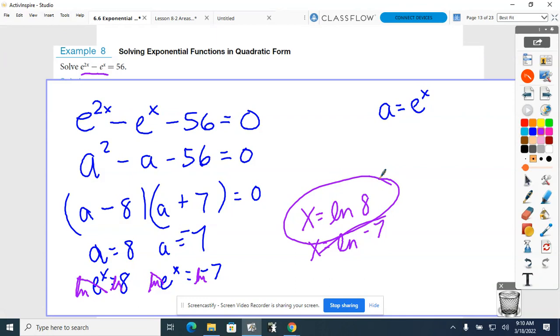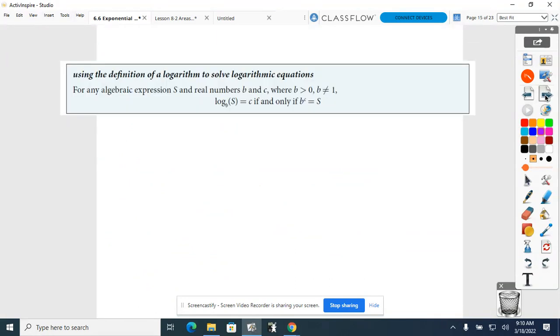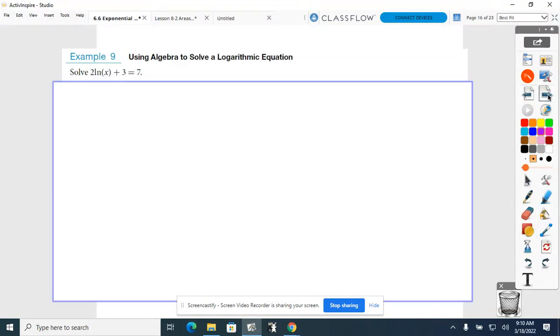Ready for the next? See how far we got. Okay, so whenever you're solving a log, always check your solution, because they can be extraneous. There we go. Okay, what do you do first? Get rid of that 3. So now there's a 4 here. Next up, get rid of the 2.